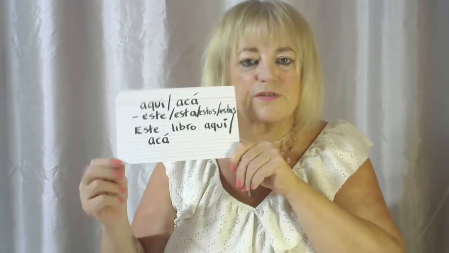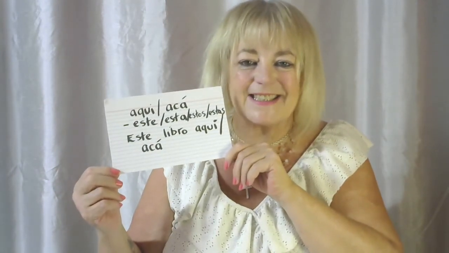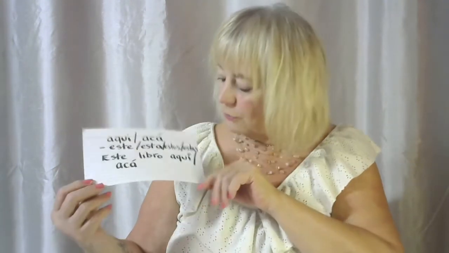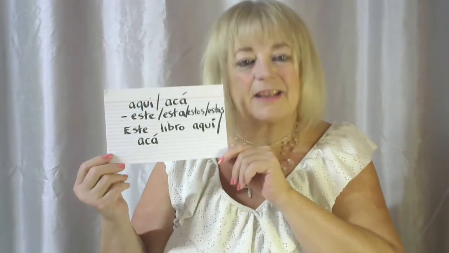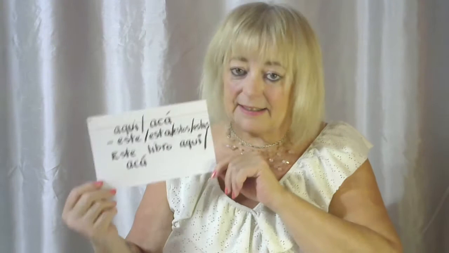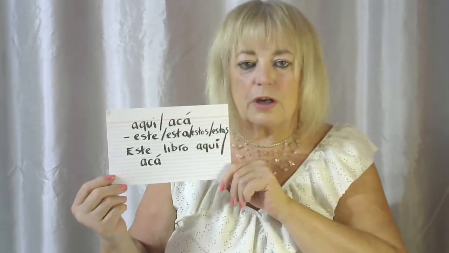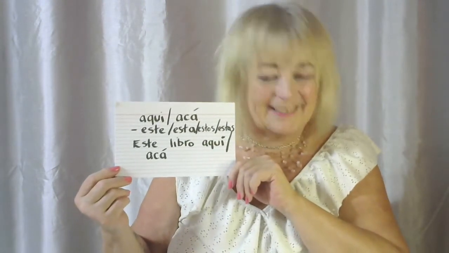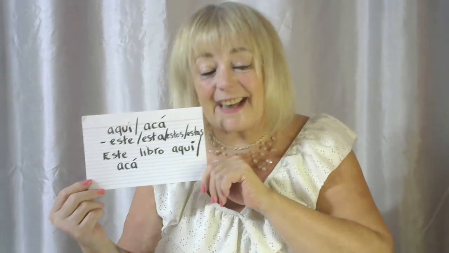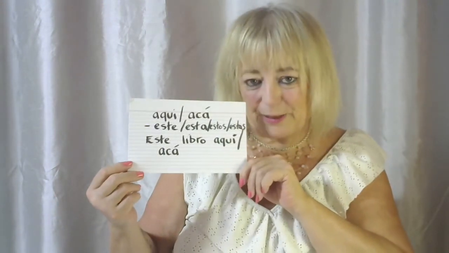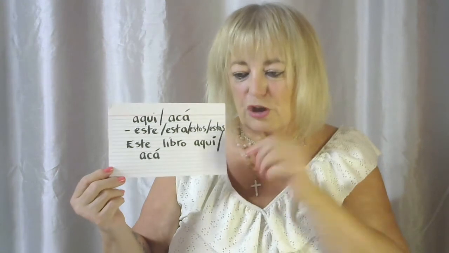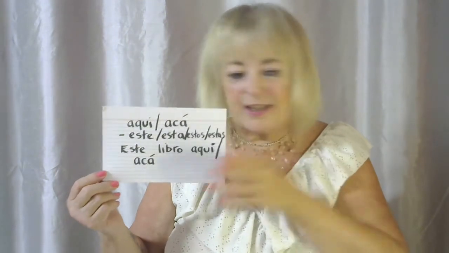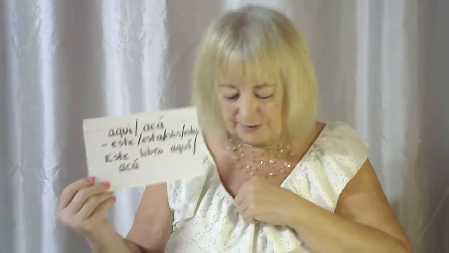Because of this, aquí and acá tend to go with the words for this. This book here, este libro aquí. And then, of course, you've got the feminine, esta. So you might say, esta casa aquí, this house here. Or these books here, estos libros aquí, or acá. Or estas casas aquí. Okay? Because this word would go with this, because it's close at hand. This computer, this card, etc.